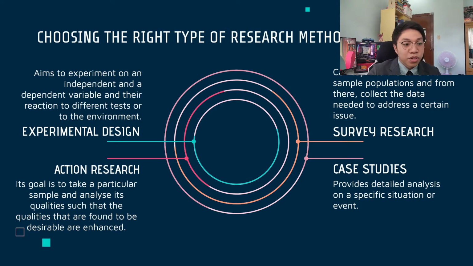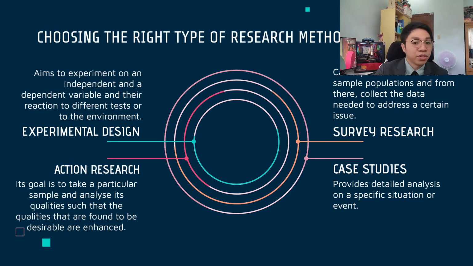This aims to experiment with independent and dependent variables and their reactions to different tests, or maybe their reactions to the environment. So this type of research methodology is best administered in a laboratory environment where everything is carefully controlled. So through this method, a complex issue is broken down into several parts, and then by testing it, the researcher may find the desired effect by testing out the different variables.